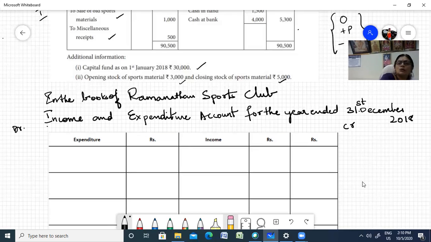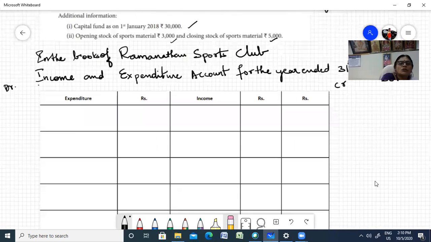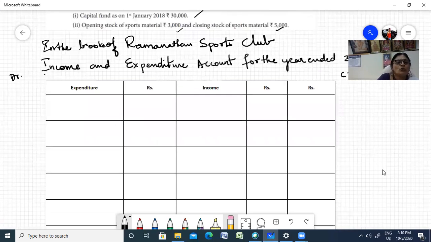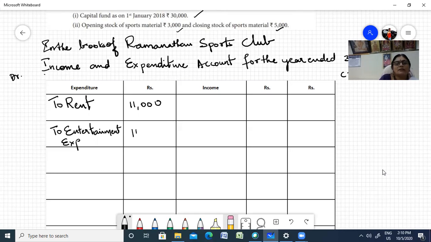All right. Now, let us record all the expenditures. We already wrote what are the items that are going to come to the expenditure side, right? So to rent, 11,000. Then you have to entertainment expenses, that is 11,200. Okay, then you had match expense, to match expense. That was around 12,000.